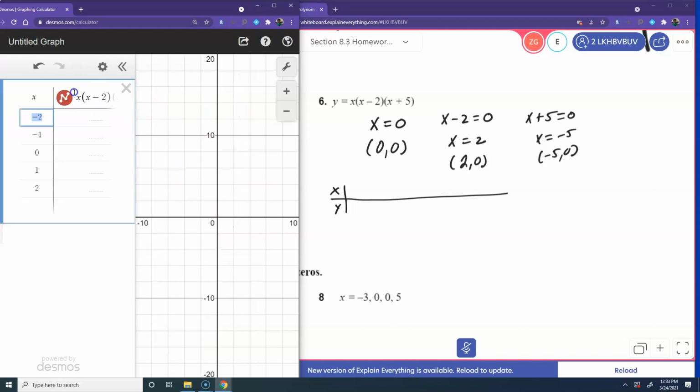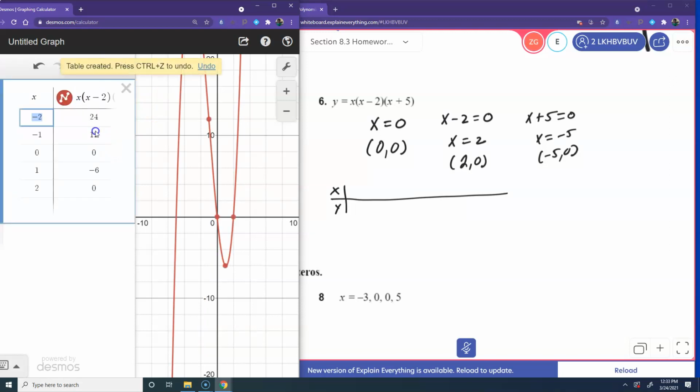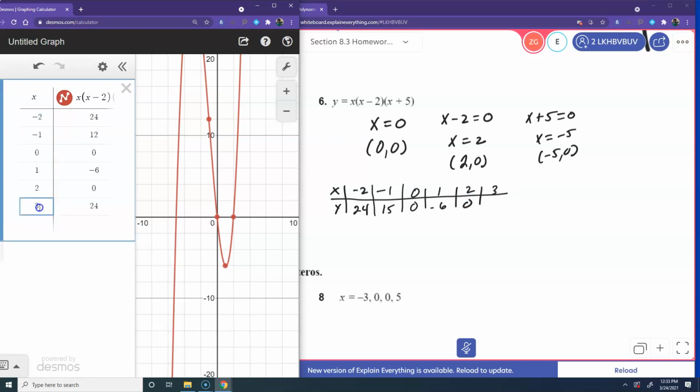Now we're going to go ahead and make a table. At negative 2 is 24. At negative 1 is 15. At 0, 0. At 1, negative 6. At 2, 0. Try 3 now. At 3 is 24.